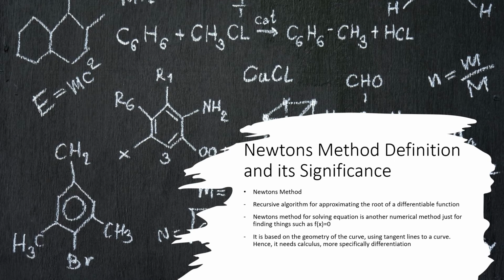Now, the next thing I want to talk about is Newton's method, its definition and its significance. Newton's method could be known as a recursive algorithm for approximating the root of a differentiable function. It is another numerical method for solving equations such as f of x is equal to 0. It is based on the geometry of a curve, using tangent lines to a curve. Hence, it needs calculus, or more specifically, differentiation.